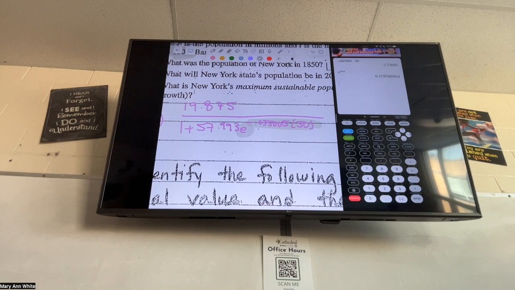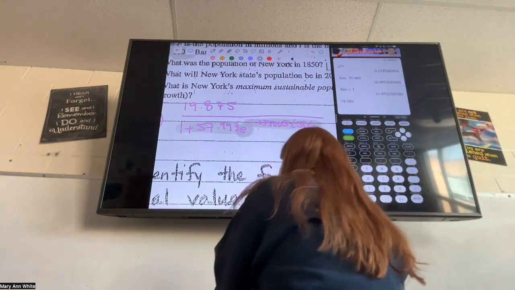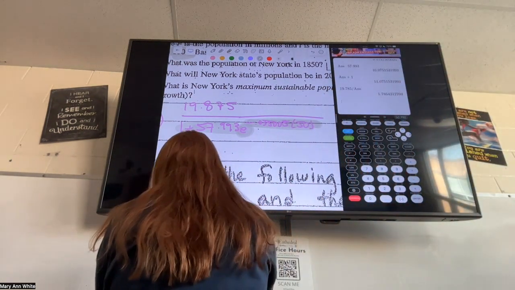I'm just starting. So I've only done the exponent and then E raised to that. Now I need to do that number times 57.993. And then I'm going to add 1 to that. And then now that's my denominator. And I'm going to do this 19.785 divided by that number. And so I get 1.79.